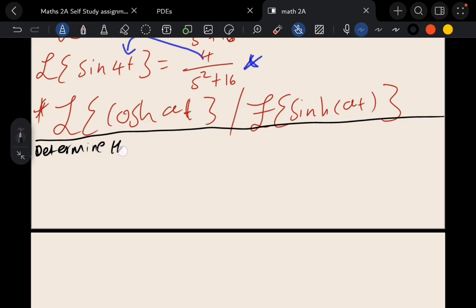Determine the Laplace transforms using first principles. Now let's determine using first principles.